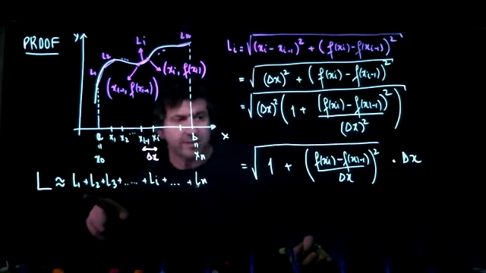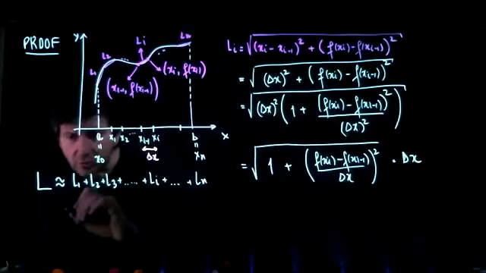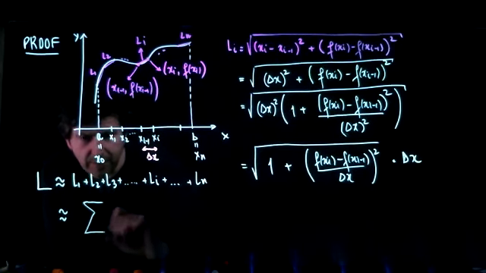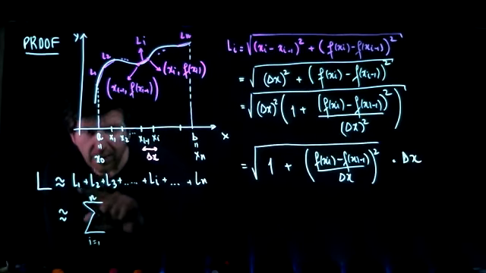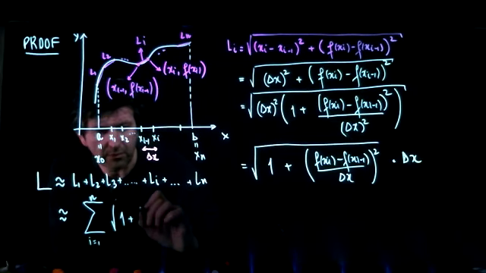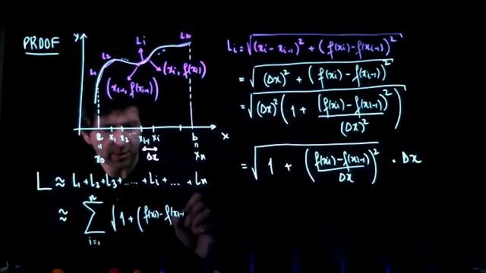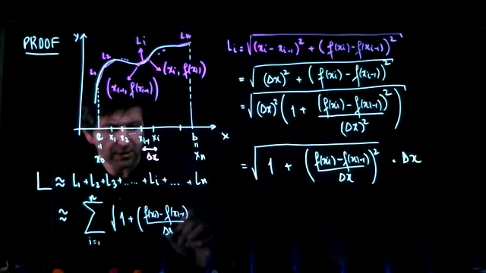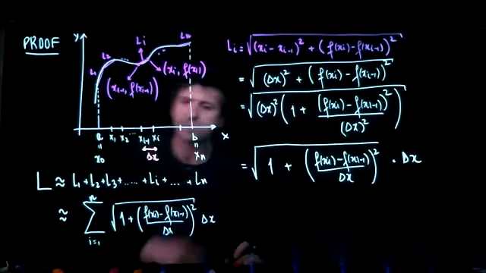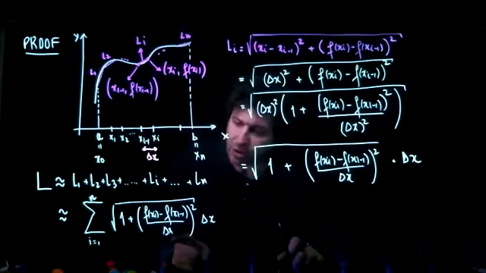Okay, so this is now what I have for Li. So this length is now the sum, i equals 1 until n, right? I'm adding all of them of this expression here. Square root of 1 plus f of xi minus f of xi minus 1 over delta x, squared, all this times delta x. Okay, so this is pretty much a Riemann sum.